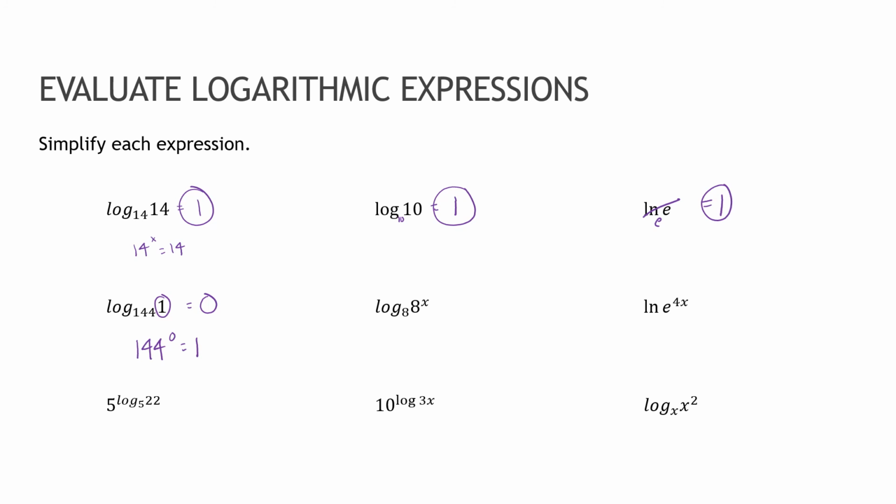This one, log base 8 of 8, base and base, those cancel out, means x is the only thing left over. Natural log always has a base e, so base e and base e cancel out. 4x is all that's left over. Base 5 cancel out. I just get 22. So it's like 22 times 1. Base 10 and common log, which is base 10, cancel out. I just get 3x. And then base x and base x cancel out, and I just get 2.